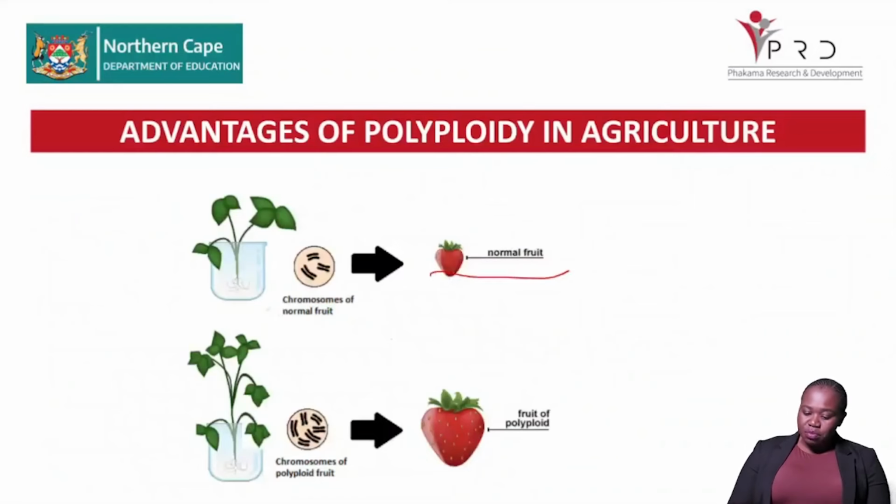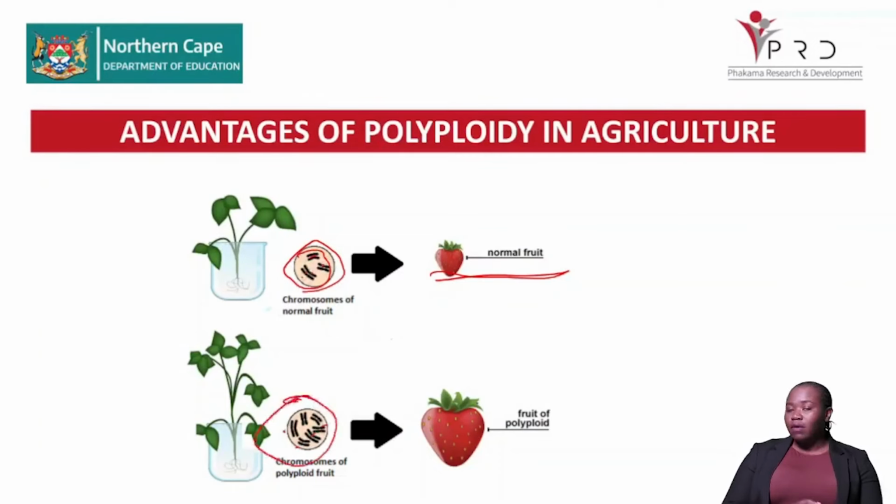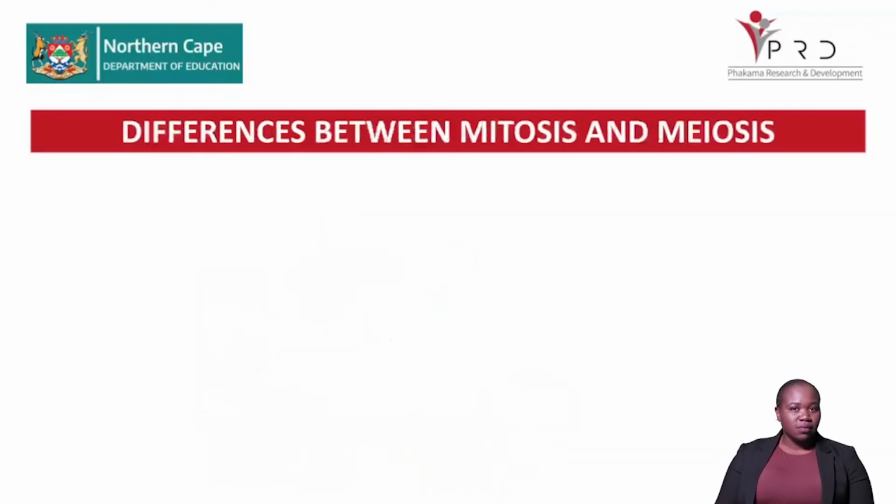So a normal fruit would be this size as we normally know it. As we can see here, we have 1, 2, 3 chromosomes. However, here we have 1, 2, 3, 4, 5, 6. It means that here they've all failed to separate, leading to a polyploid fruit.